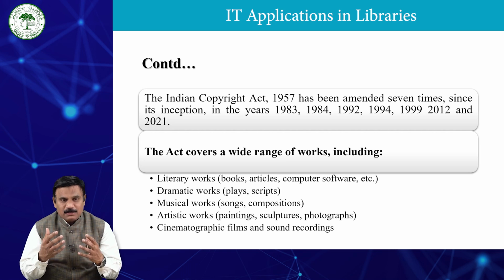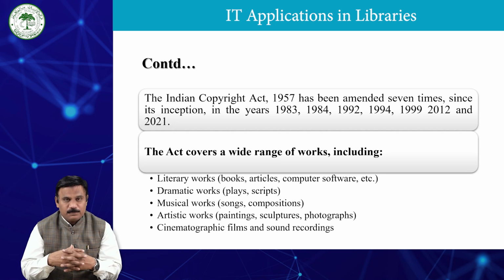The Indian Copyright Act of 1957 has been amended 7 times since its inception, in the years 1983, 1984, 1992, 1994, 1999, 2012, and 2021. The Act covers a wide range of works, including literary works, dramatic works, musical works, artistic work, and cinematographic films and sound recordings.